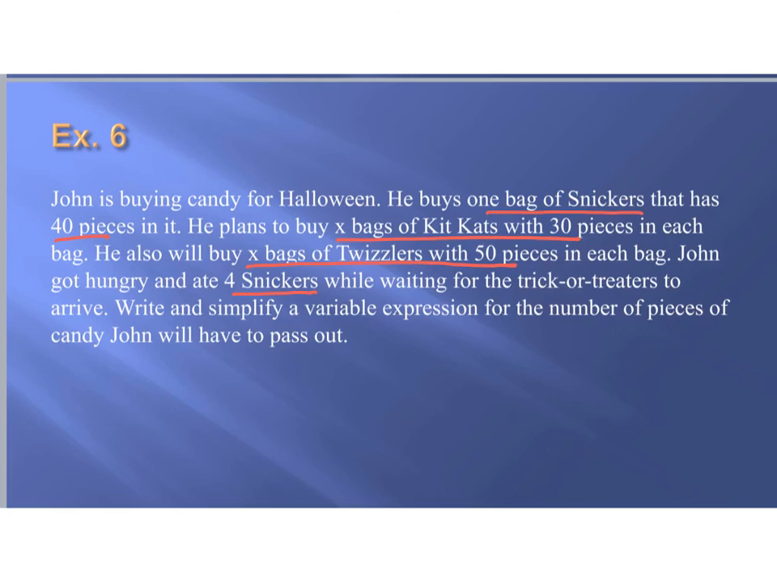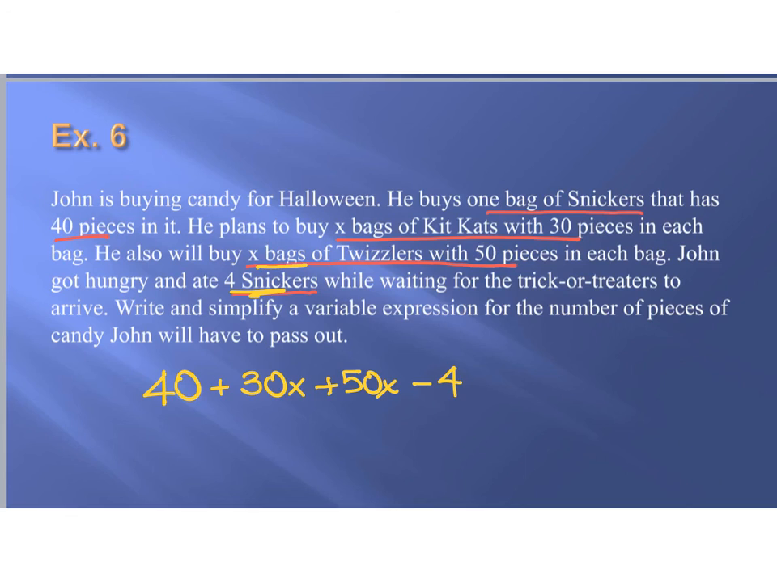So, to start out with, it says he buys 1 bag of Snickers that has 40 pieces. So we know we have 40. Then he buys x bags of Kit Kats with 30 pieces. So that's going to become plus 30x. Then he buys x bags of Twizzlers with 50 pieces. Then he eats 4 Snickers. So then we're going to subtract 4. And this is my variable expression.